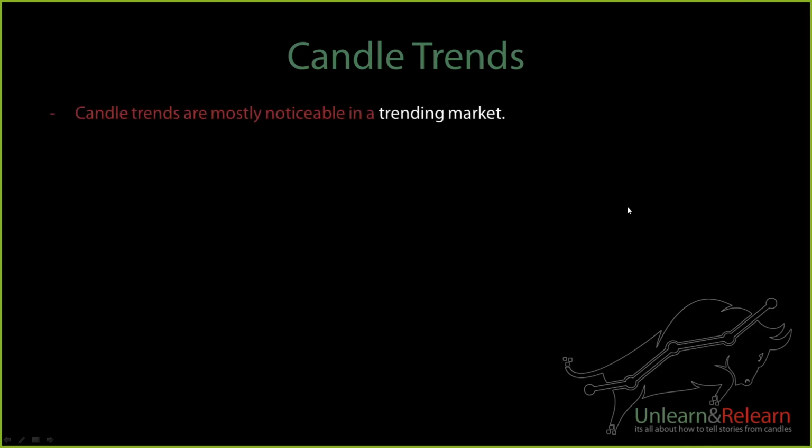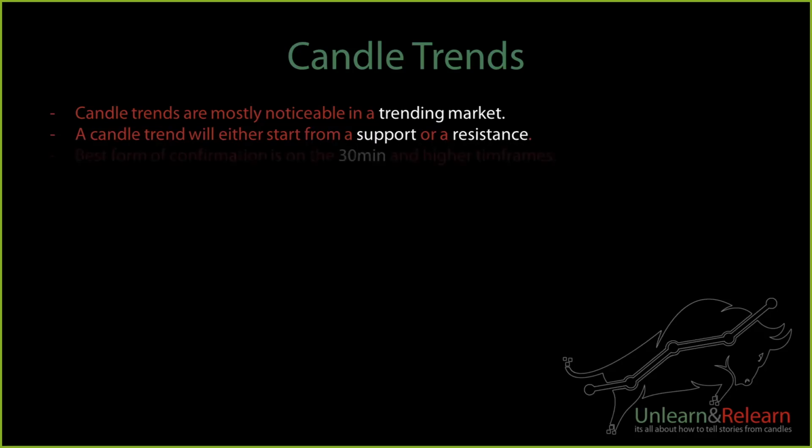Okay. Candle trends. Candle trends are mostly noticeable in trending markets. It's obviously right. Whenever you're looking at the charts, you're only looking to see whether the market is trending or not. So candle trends are most noticeable in a trending market. What this basically means is that a candle trend will either start from a support or a resistance. Either candles are going to start moving bullish from supports or they'll start moving bearish from resistances.